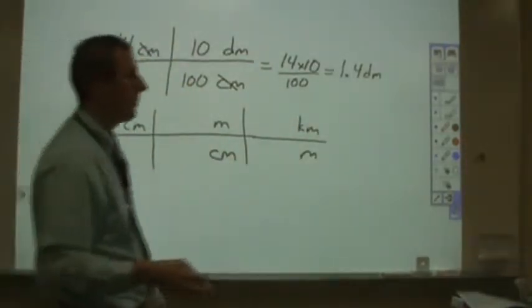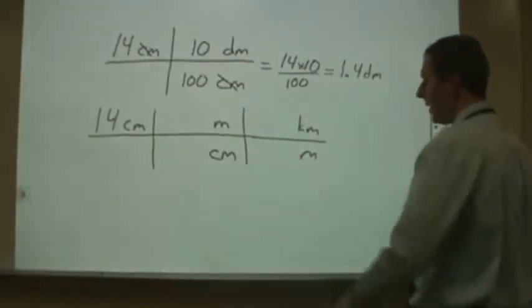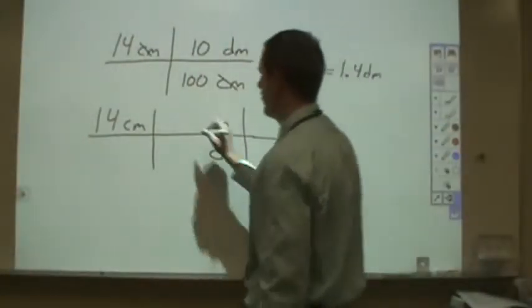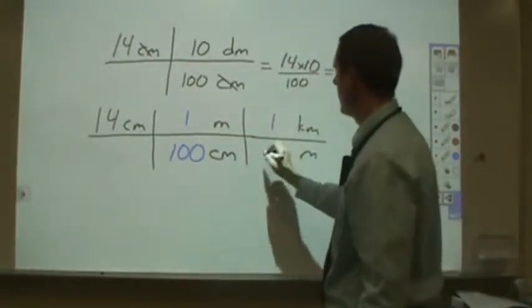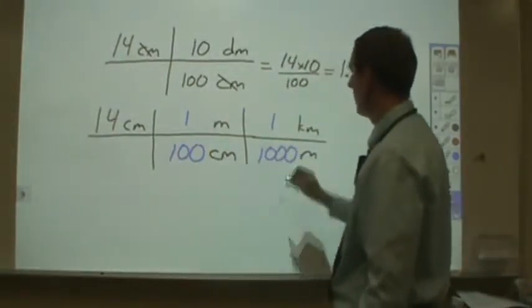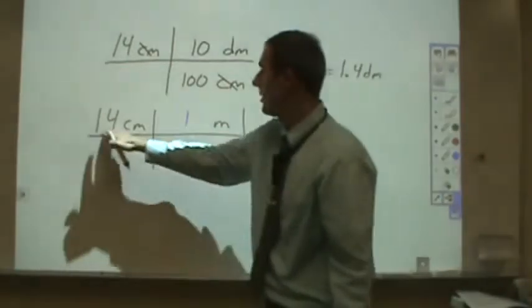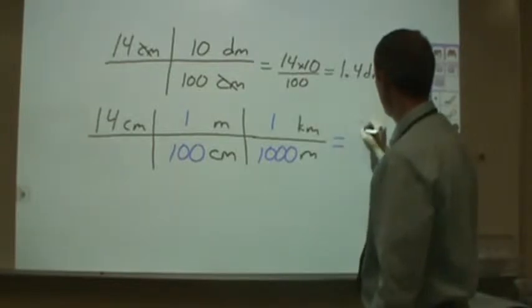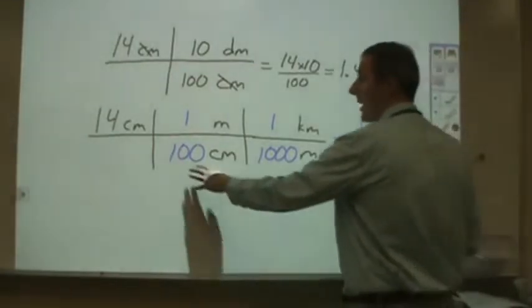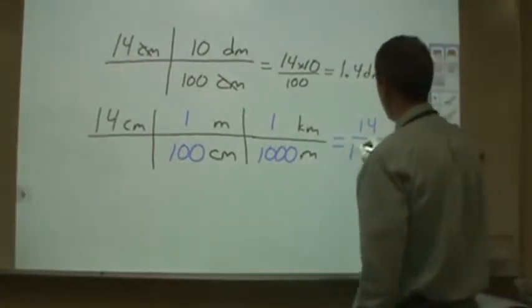Again, I set this up without having to think much. At this point, all I need to do is plug in numbers to make these equal. 1 meter and 100 centimeters, 1 kilometer and 1,000 meters. So now I have 14 times 1 times 1, which is going to come out to 14. And on the bottom, I have 100 times 1,000. That's 100,000.